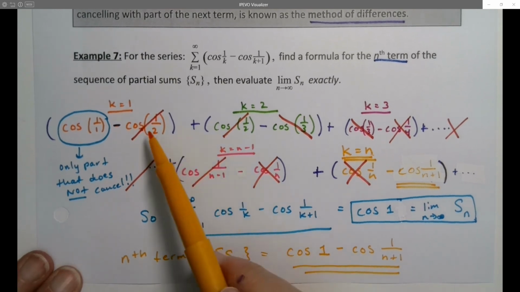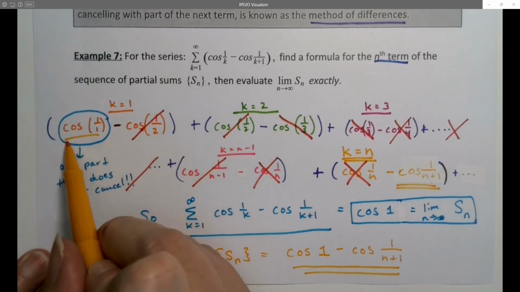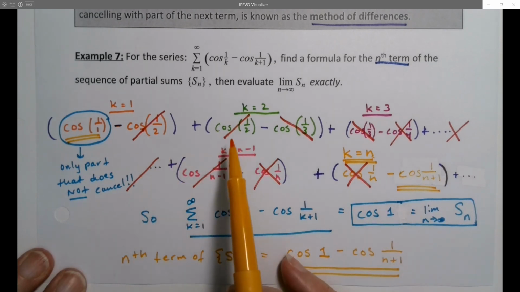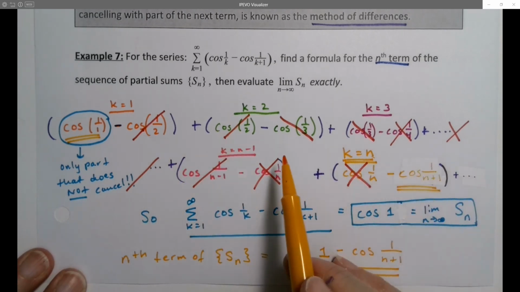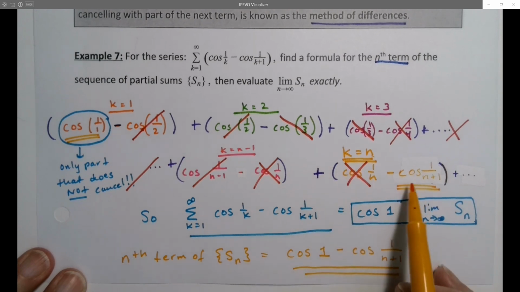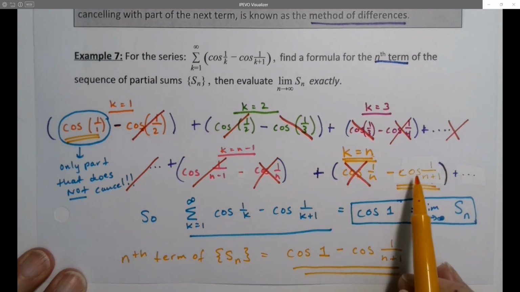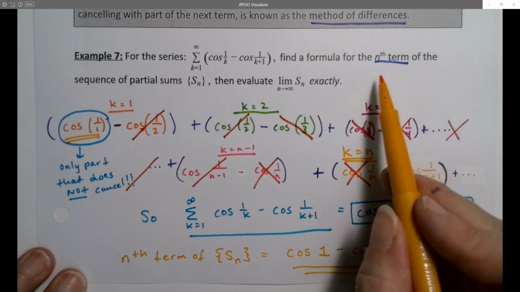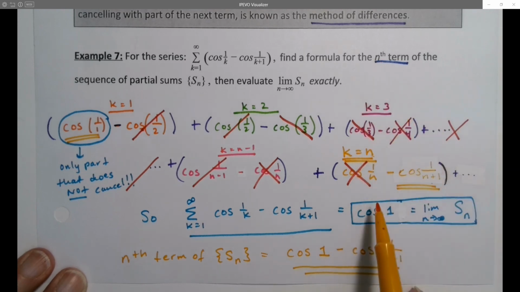Because everything else between this bit right here and this bit right here has canceled away. They've all added and subtracted with their compatriots, right? They had their opposites in there. The only part that hasn't yet canceled away is this part right here. It will cancel away in the n plus 1th term, but they weren't asking me about the n plus 1th term. They were asking me about the nth term.